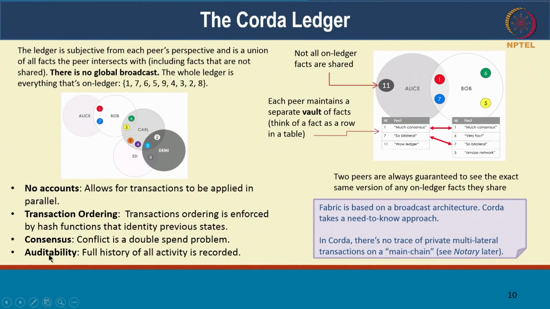So we'll discuss consensus. And because we have a full sequence of the provenance of everything that has happened, auditability is also achieved. So you can get a full history of all activity that is recorded on each peer. So this is again a fundamental difference. Fabric and all other permissioned networks are based on a broadcast architecture. When I said Ethereum, I meant the permissioned versions of Ethereum. Corda takes a very drastically different view. It's only need to know, only pointed communication. There is no global blockchain at all.